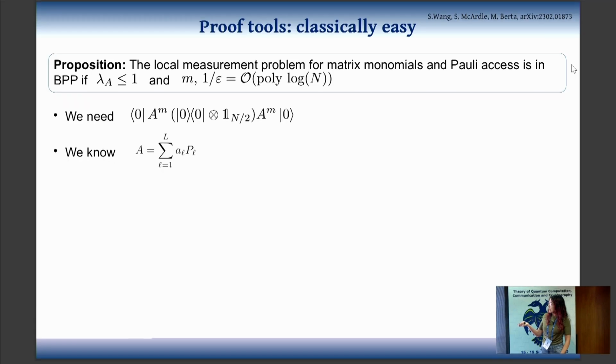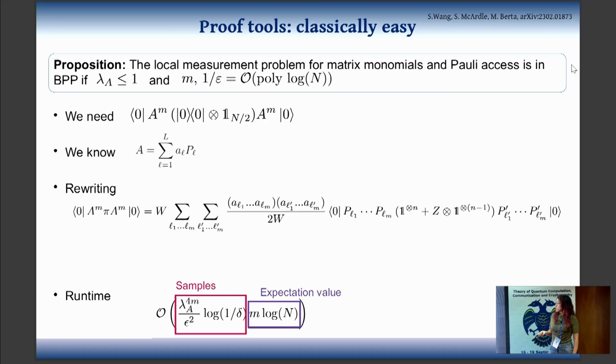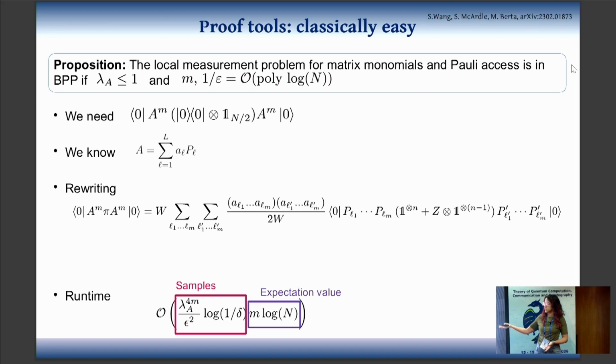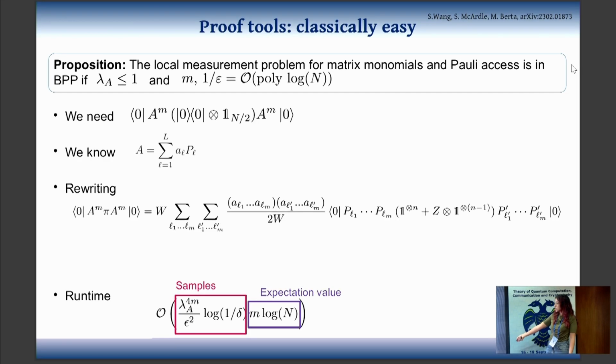So what we need to compute is the result of the local measurement, which is that number. And what we know is the decomposition of the matrix in Pauli terms. So in this case, it's actually quite simple. We can simply substitute the decomposition of the matrix into what we want to calculate. And this gives us this sum of expectation values of Pauli matrices. So each of these terms is efficient to compute on a classical computer. It's just the expectation value of Paulis.